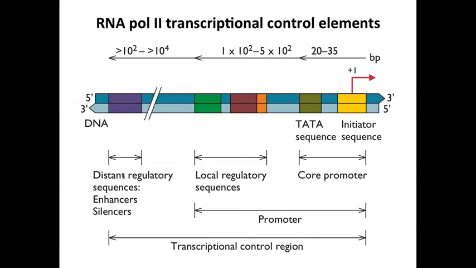And finally, we have distal regulatory sequences, enhancers and silencers, sequences that either stimulate or silence gene expression. And these can be quite far from the initiating site. They can be, as you can see here, 100 to 10,000 bases away. We'll talk about how those work later. So this whole region is called the transcriptional control region. And these are the sequences that regulate the initiation.